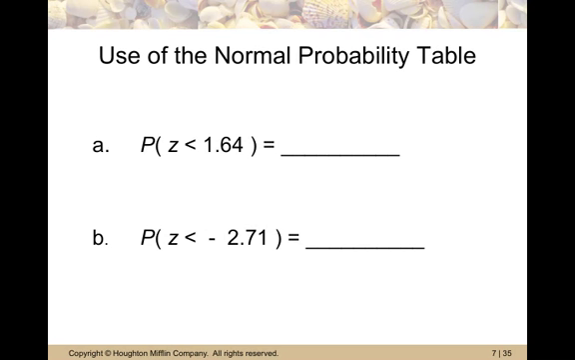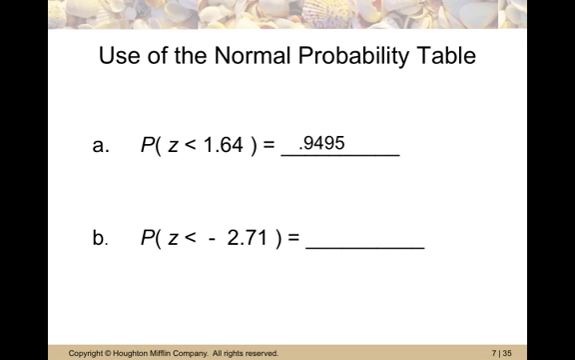Alright, so go ahead and grab the copy of the table, either a copy that I gave you or look in the appendix of your book. Go ahead and find 1.64. Because we want z less than 1.64, that means the area to the left of 1.64. If you use your table, you'll see that that table entry is 0.9495. That's the area we're interested in. Okay. Now let's try again with negative 2.71. Go ahead and pause me if you need to, but find the negative 2.7 row and then go to the 0.01 column.